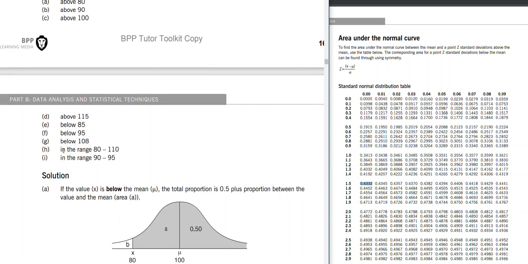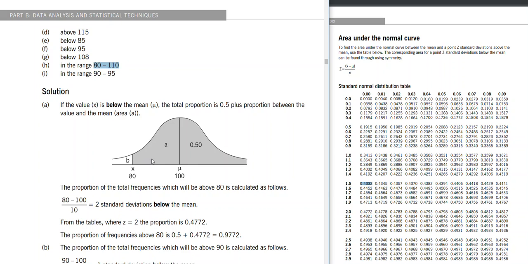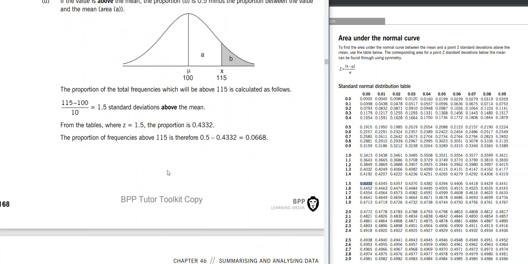Next, they could ask you in the range of 80 and 110. So 80 and 110 would be somewhere here. So a percentage that is from here to there. So in this example, we have to find two things. One, a percentage from 80 to 100, and then a percentage from 100 to 110. This will be above 80, and this will be below 110. So two calculations are required.